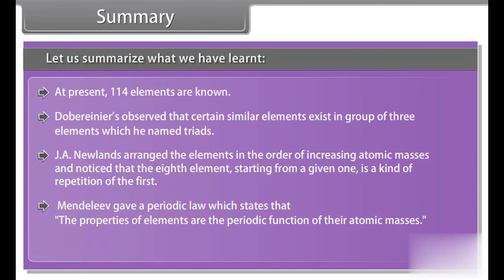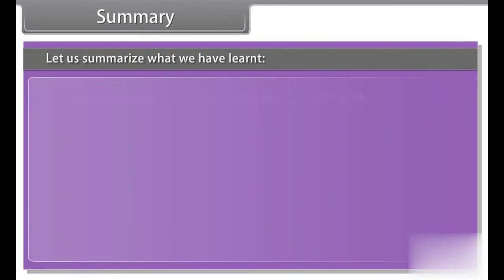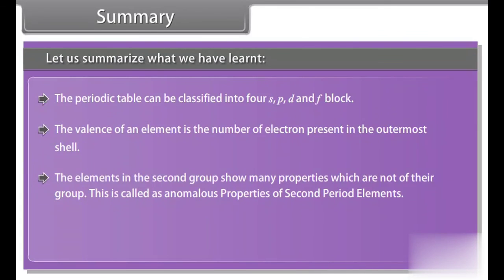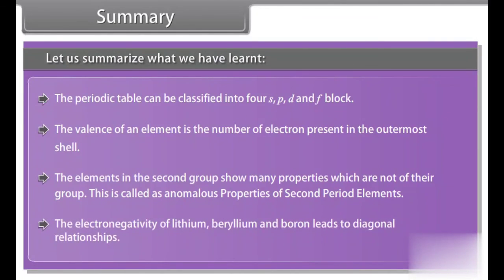Mendeleev gave a periodic law which states that the properties of elements are a periodic function of their atomic masses. The present form of the periodic table is the long form. The periodic table can be classified into 4 blocks, that is s, p, d and f block. The valency of an element is the number of electrons present in the outermost shell. The elements in the second period show many properties which are not of their group. This is called anomalous properties of second period elements. The electronegativity of lithium, beryllium and boron leads to diagonal relationships.